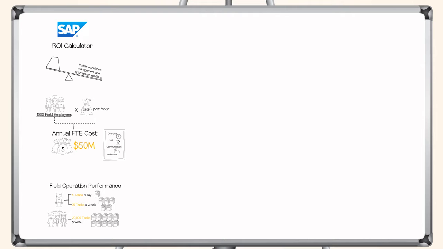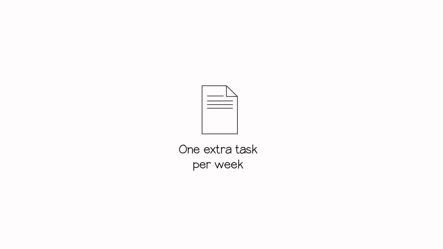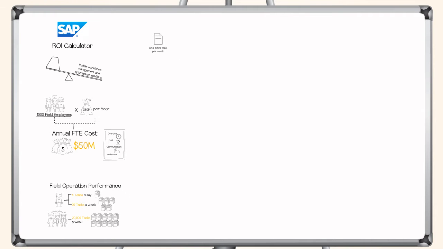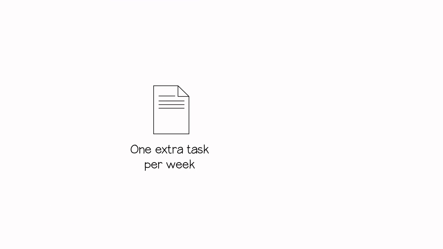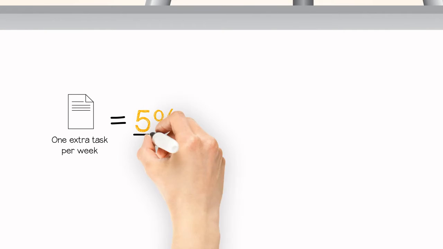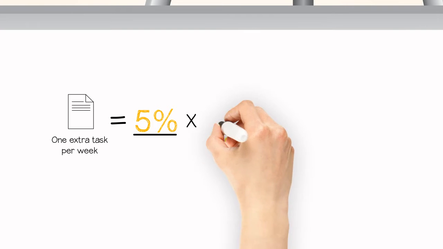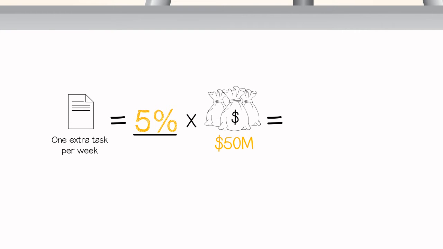Does it seem logical that better optimization and visibility could allow us to squeeze in just 1 extra task per week per field employee? This is a very conservative number, but for now, let's just say it's 1 extra task. So at 20 tasks per week, 1 extra task is 5%. So what this means is that you can do 5% more tasks with the same workforce, or you can do the same number of tasks you have today with 5% less resources. Let's explore a return at 5%. 5% times our 50 million is an annual saving of 2.5 million.